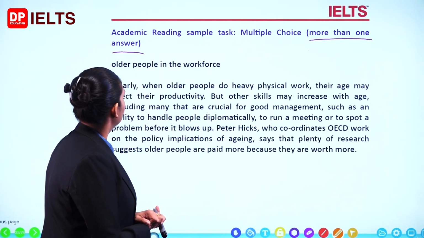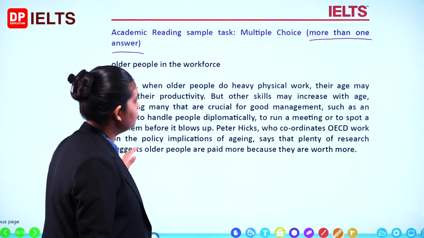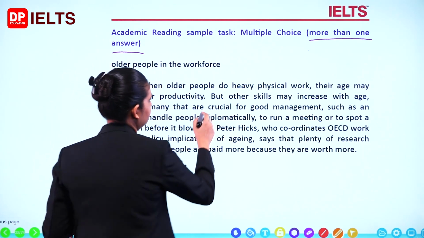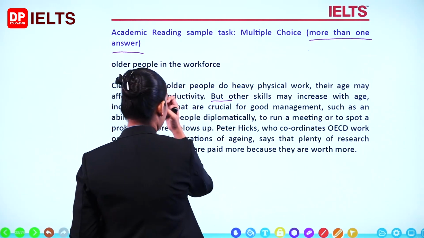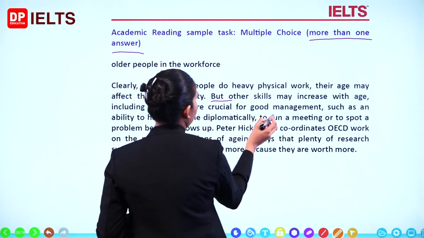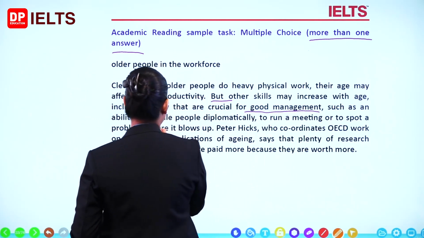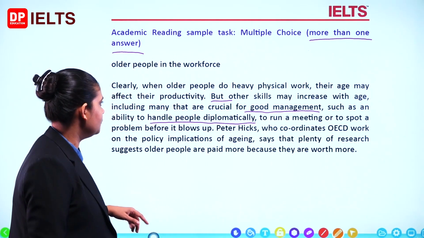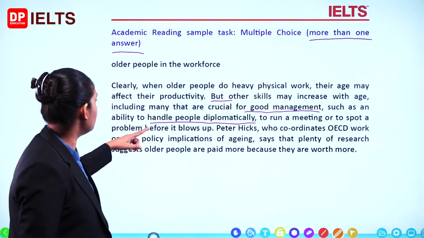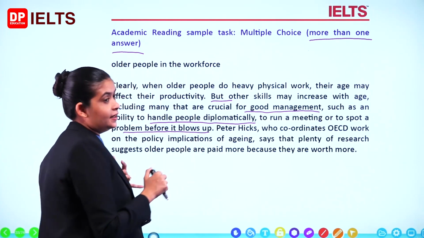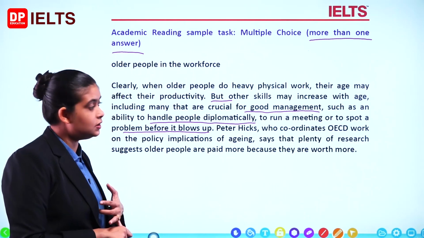Let's read it through. Clearly, when older people do heavy physical work, their age may affect their productivity, but other skills may increase with age, including many that are crucial for good management, such as an ability to handle people diplomatically, so people skills, okay? To run a meeting or to spot a problem before it blows up. So what are the positives? They can handle people well, people skills, right?